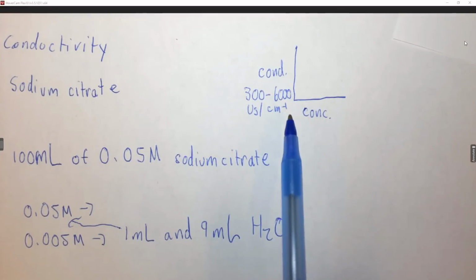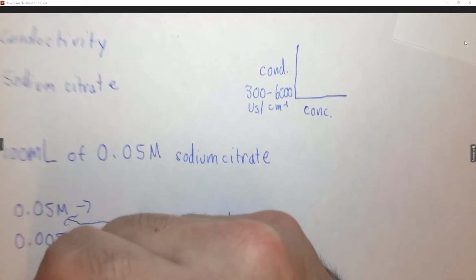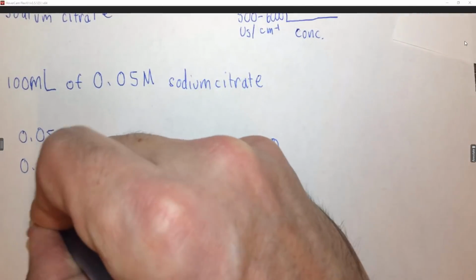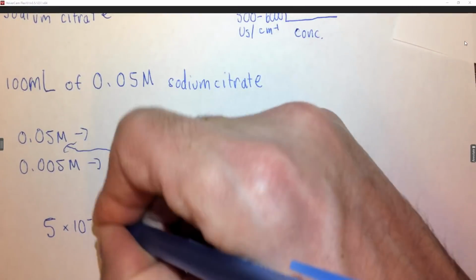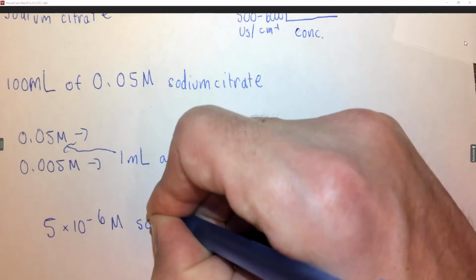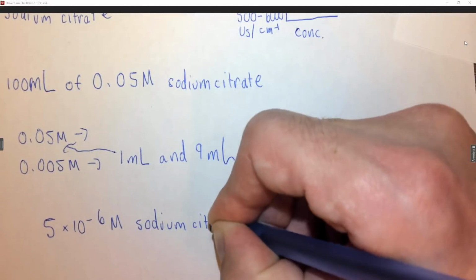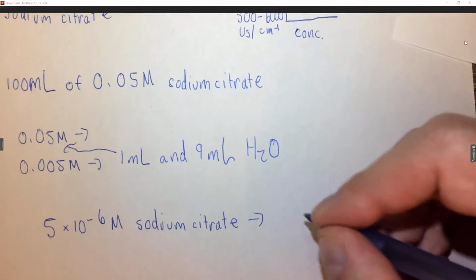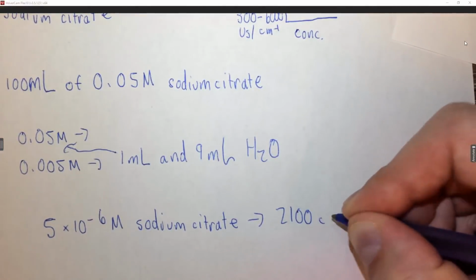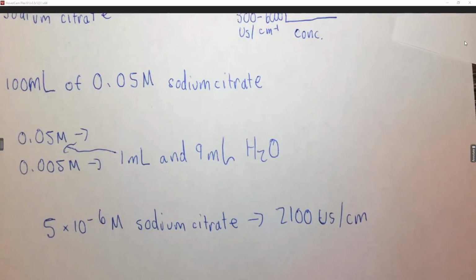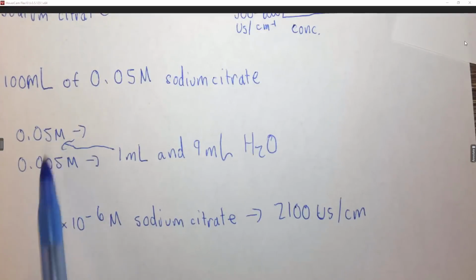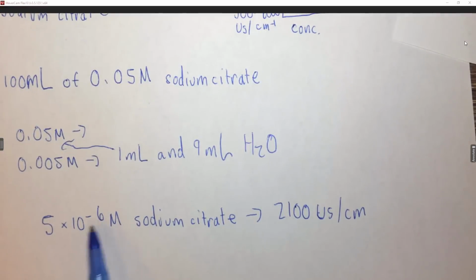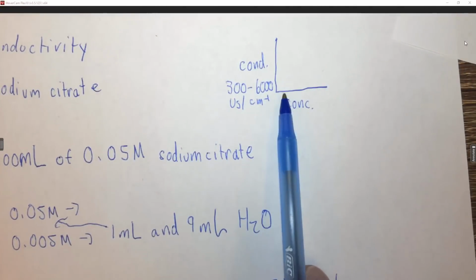So here, again, I'm making up these numbers, but let's say, for example, that you took 5 times 10 to the minus 6 molar sodium citrate, and it gave you a conductivity of 2,100 microsiemens per centimeter. So this is basically the concentration that you find by diluting this by 10 many times until you get 10 to the minus 6. And this is the conductivity you find, which is in your range of 300 to 6,000.